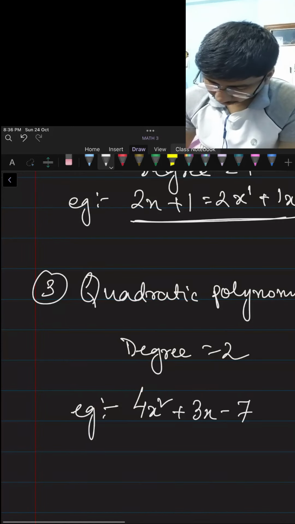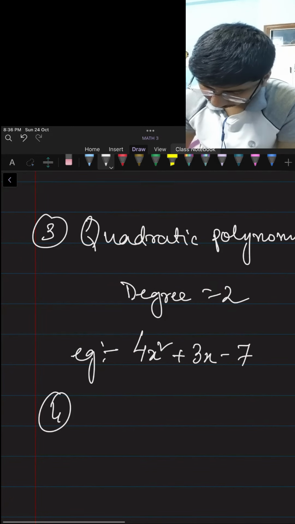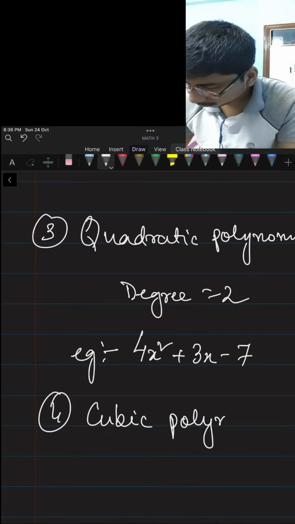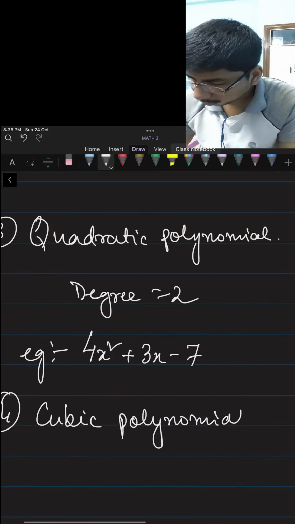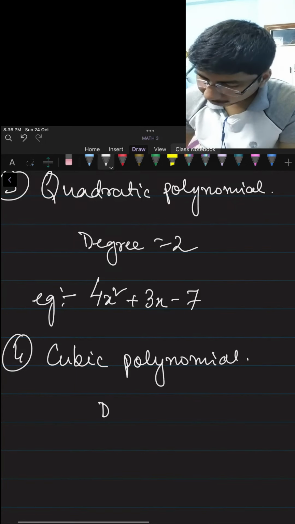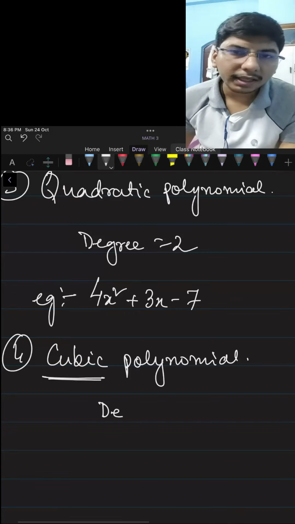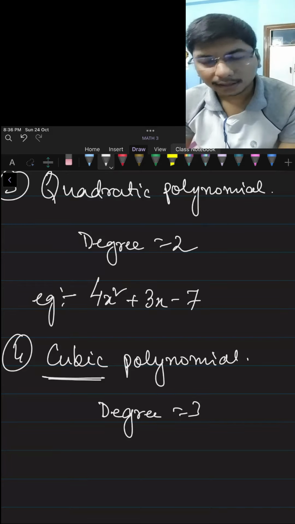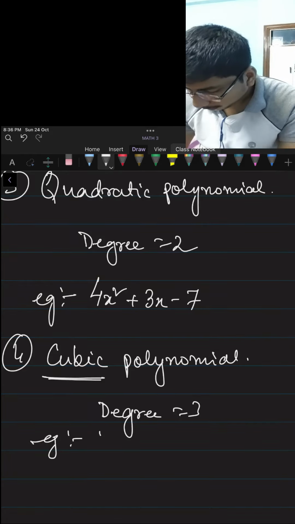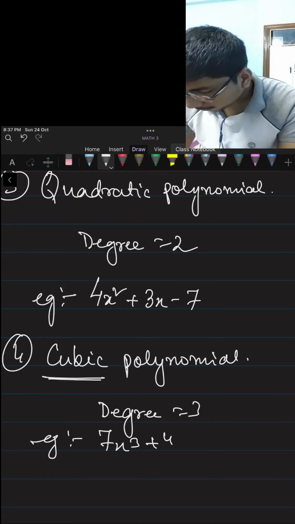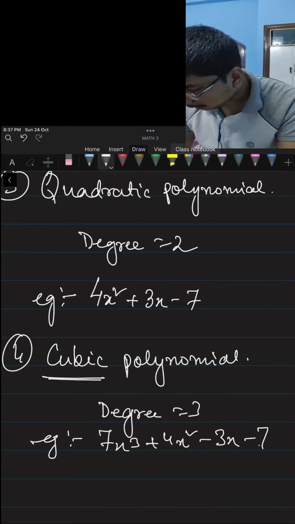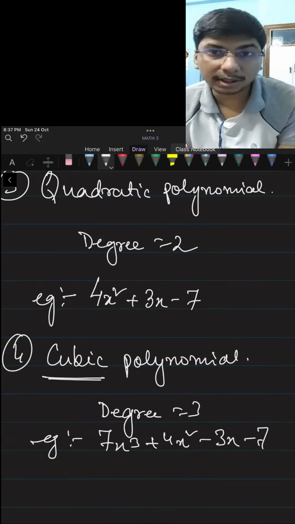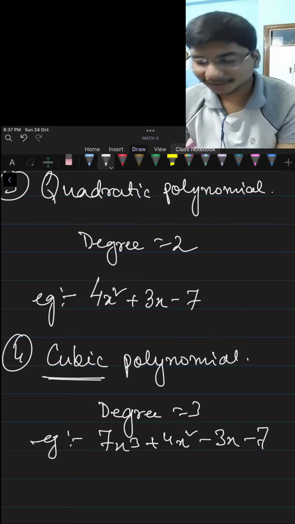Next polynomial is the cubic polynomial. By seeing the name only you can understand that it is a cube, so the degree will be 3. Let's take an example like 7x cube plus 4x square minus 3x minus 7. This is a cubic polynomial. Here we can see that the power of x is 3, so this is a cubic expression.